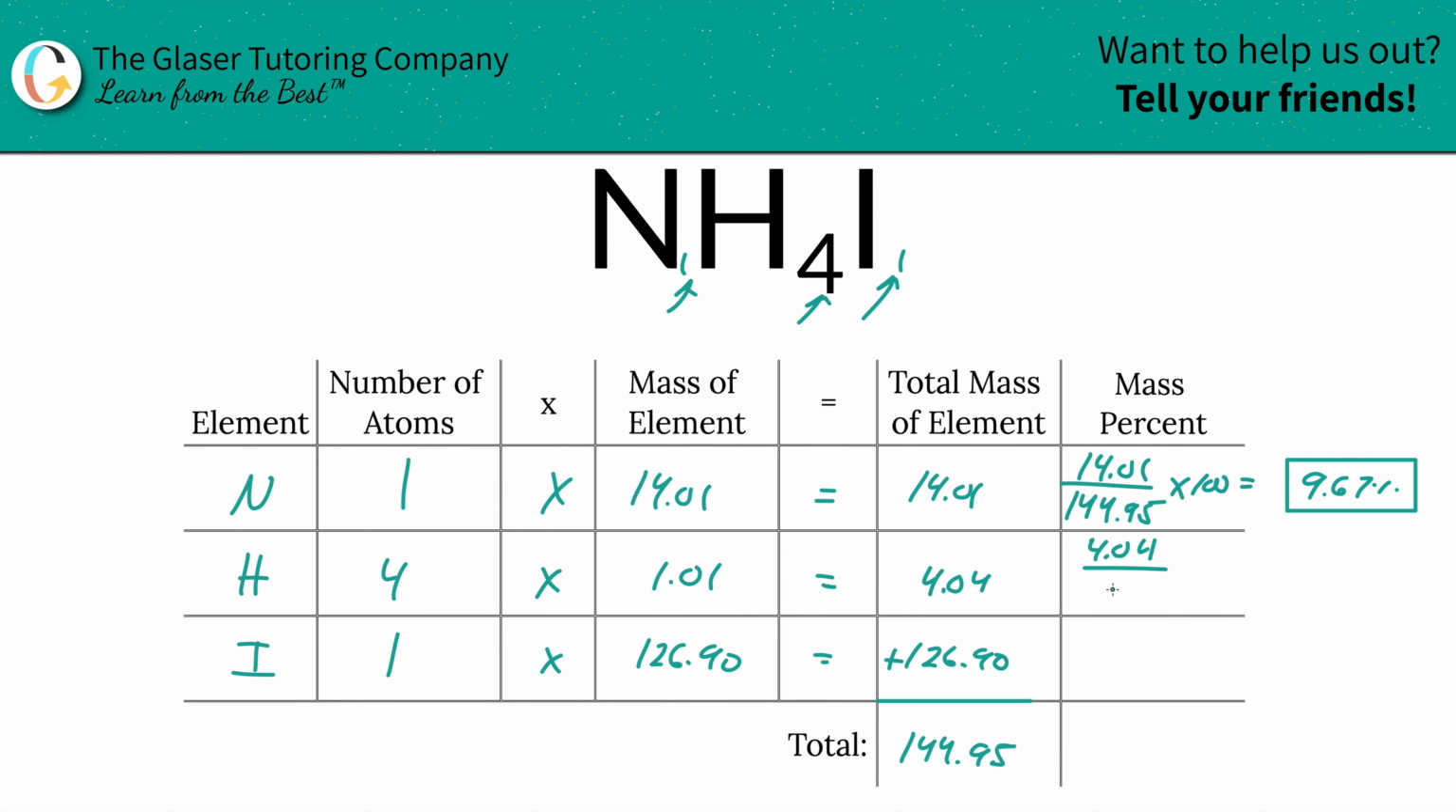Now, same thing for hydrogen. Take the total mass of the hydrogen, 4.04, divided by the total mass of the entire compound. This is going to be 2.79 percent.